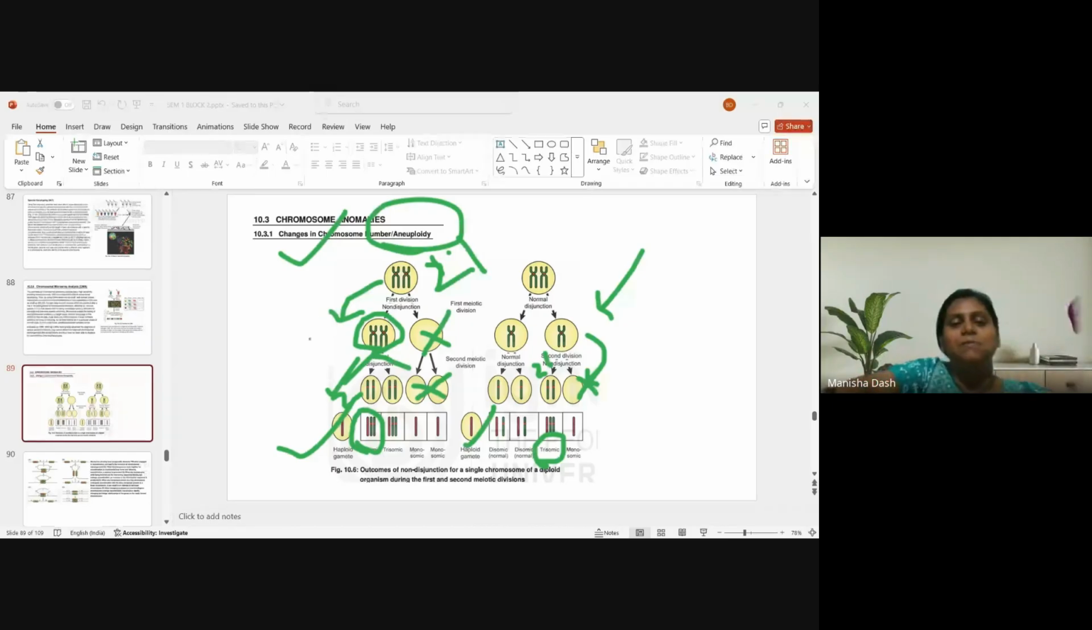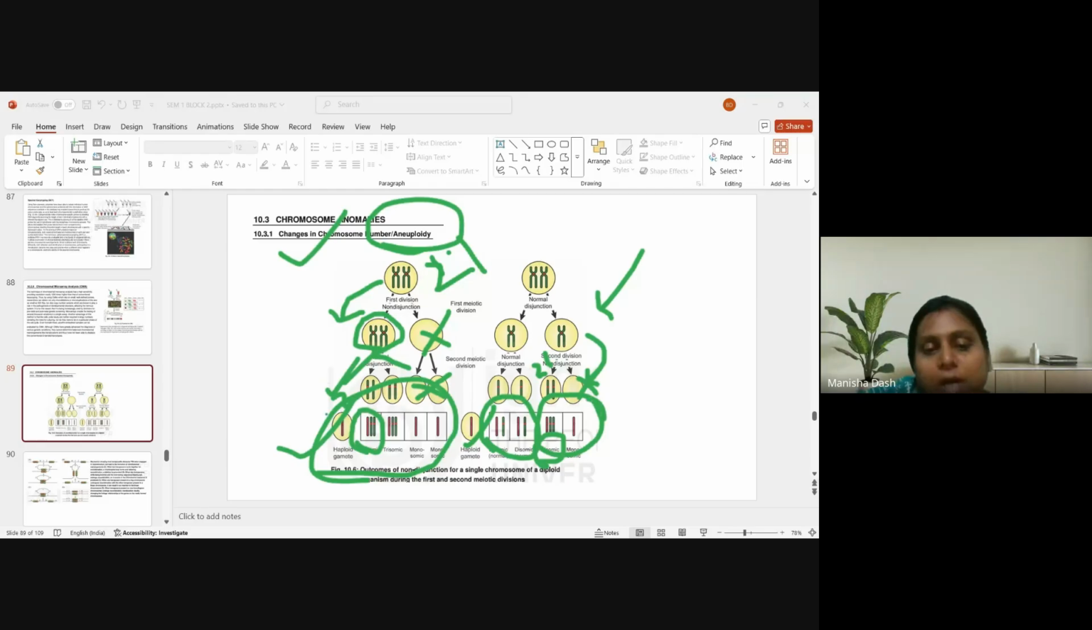If the non-disjunction occurs at meiosis 1, then all the gametes produced are aneuploid. But if the non-disjunction occurs at meiosis 2, 50% of the gametes are normal and 50% of the gametes become aneuploid. So a non-disjunction at meiosis 1 is definitely more dangerous than a non-disjunction at meiosis 2.